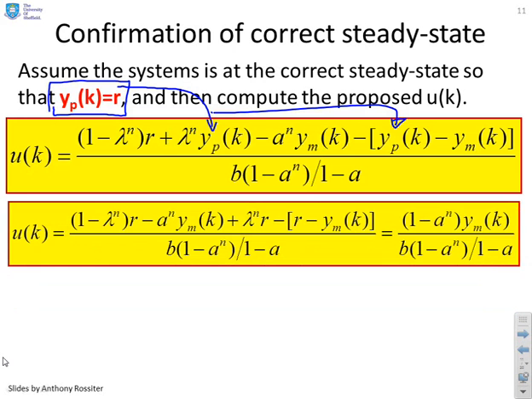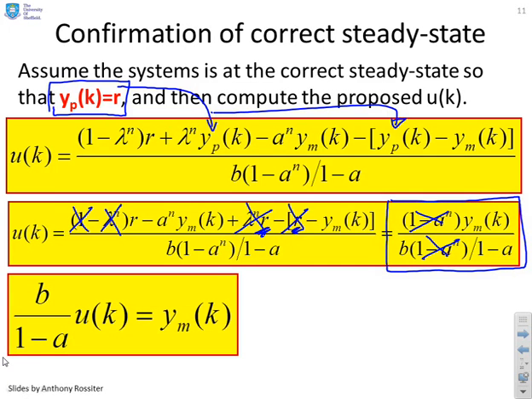So what you'll notice is I've now got an r here, and I've got an r here. Now if I do that, you'll see the lambda to the n r here cancels with that one, and the plus r here cancels with that one, and so they all disappear, and you end up with the control law, or the proposed value for the input, being this one here. Now this is nice because you'll also notice there's a 1 minus a to the n there and a 1 minus a to the n there, so they cancel. So what you get left with is this here, b over 1 minus a uk equals ymk.